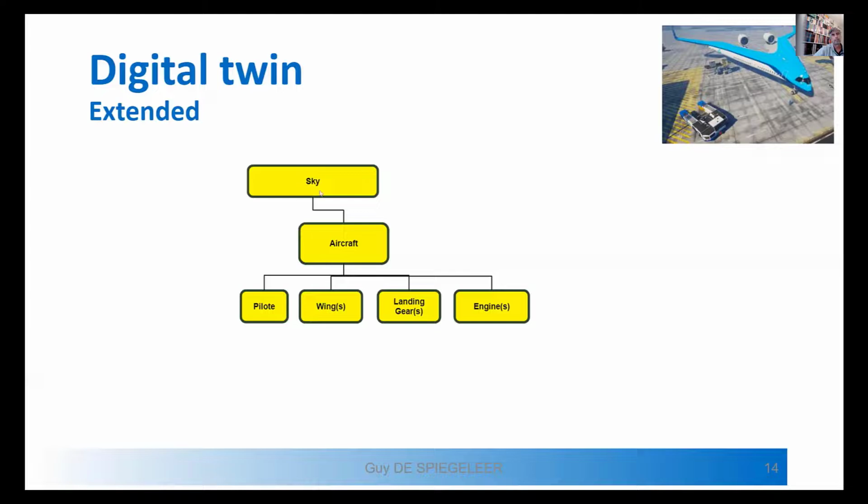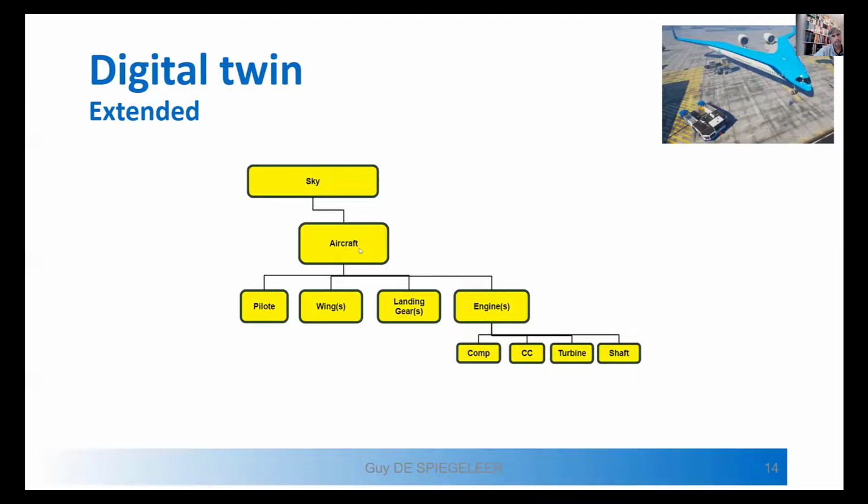The aircraft is in the sky, of course. It's very important when you consider a system to consider its environment. Some components of the aircraft are also complex systems. So like the engines, they've got compressor, combustion chamber, turbine, shaft. Okay, so this is what we call the product breakdown structure of your system.